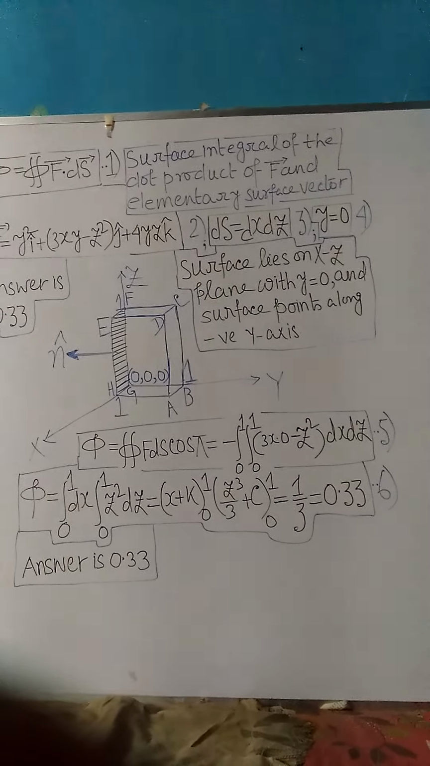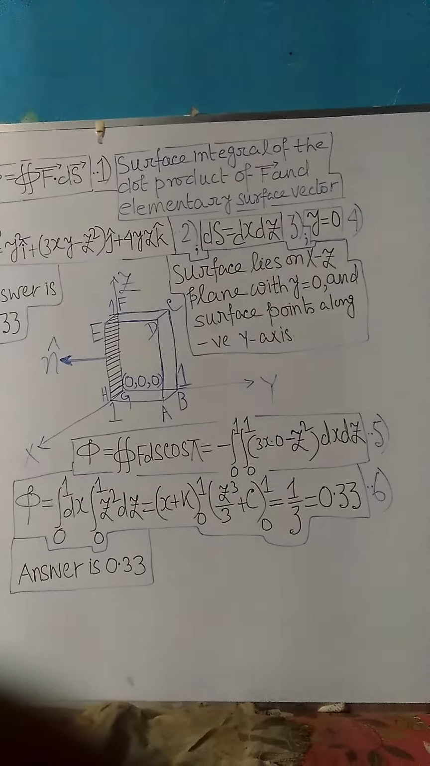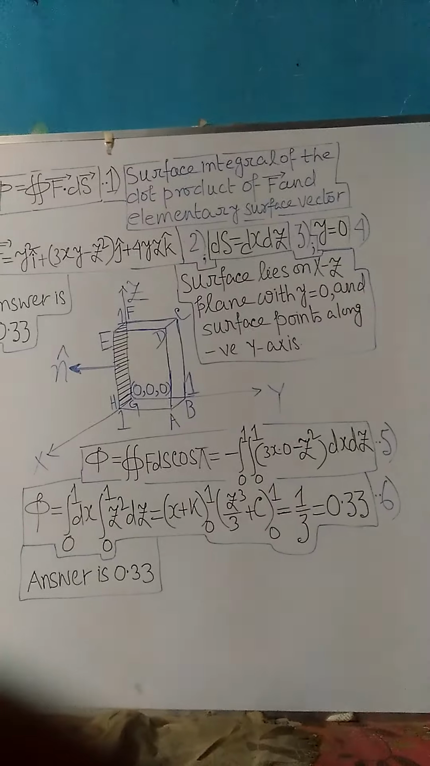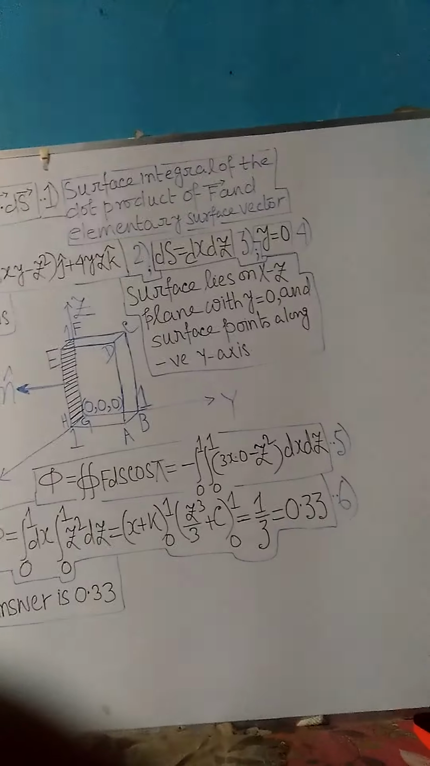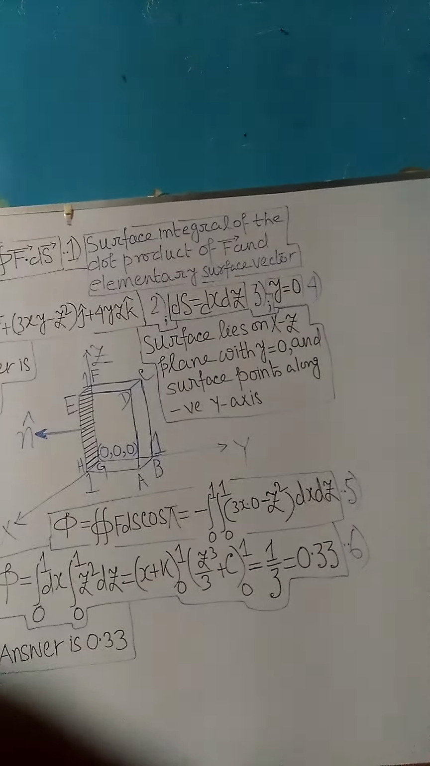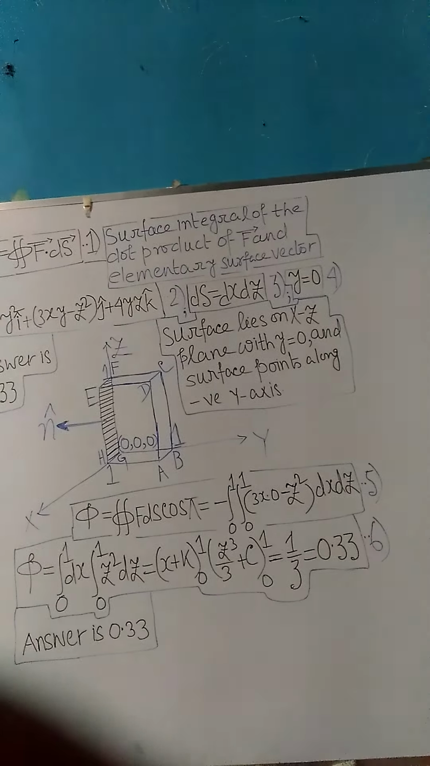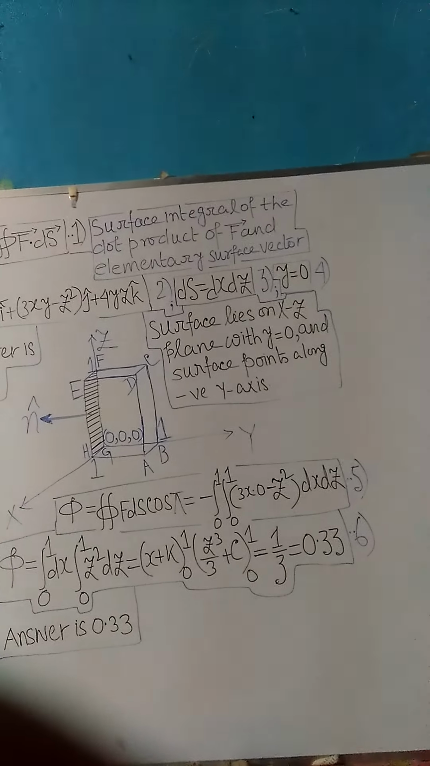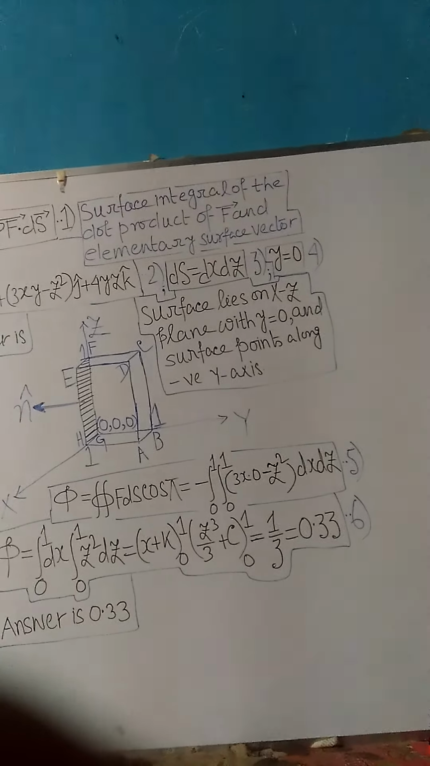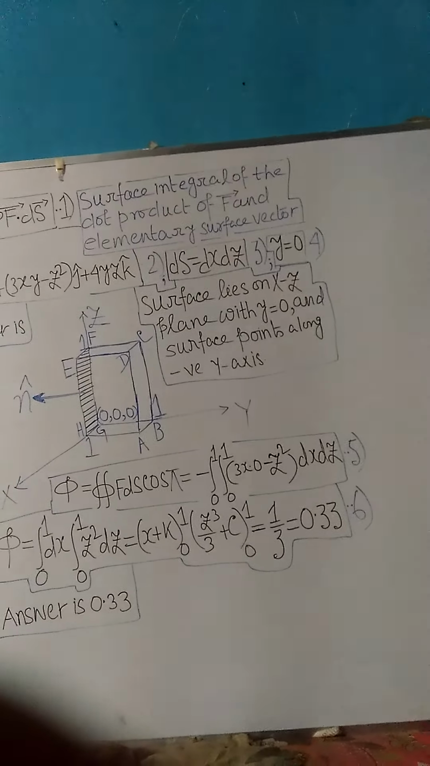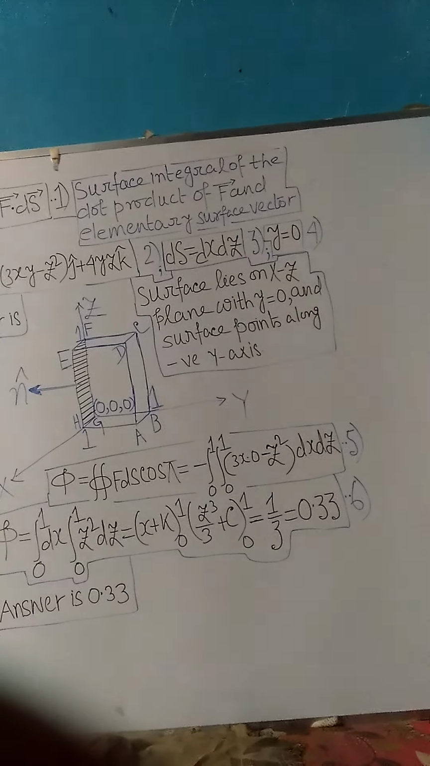Now the most important thing to realize for solving this problem is that here the surface under consideration lies on the xz plane with y being held constant at the value 0. And as the surface points along negative y-axis, I repeat, as the surface points along negative y-axis, the surface vector is at 90 degrees with the x and z components of the vector function f, while the surface makes an angle of 180 degrees or pi radian with the y component of the vector function f.